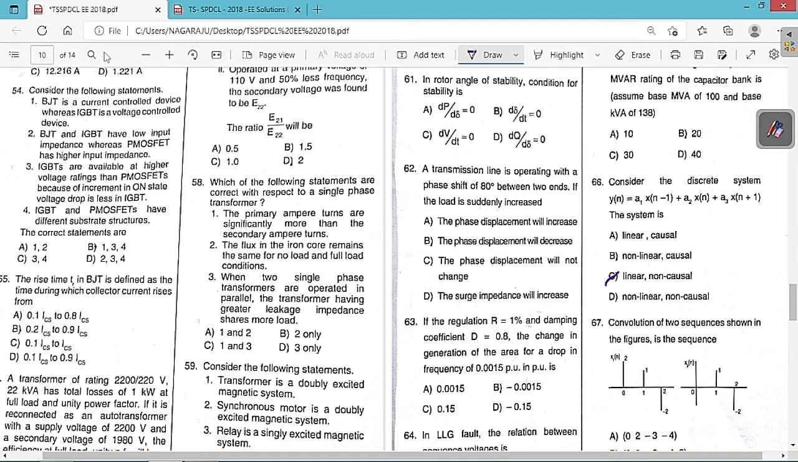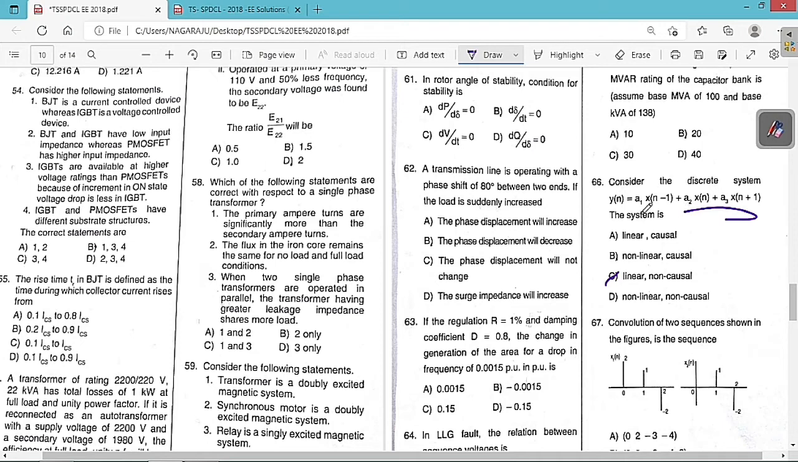See the question here. Consider the discrete system y of n is equal to a1 into x of n minus 1 plus a2 into x of n plus a3 into x of n plus 1. Then what is the system? They have given a discrete system, output is y of n and input is x of n, and the input-output relation is given for a discrete time system. So now we have to find what is the type of the system. Of the four options, option C, linear and non-causal, is the correct solution of this question.